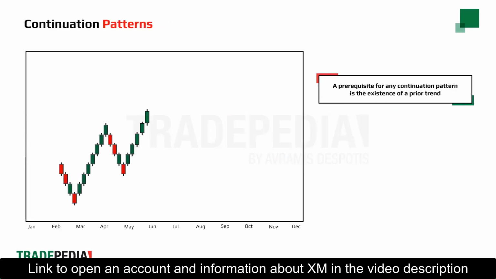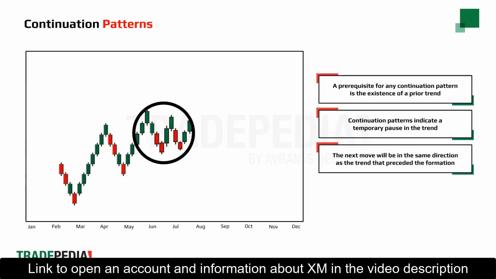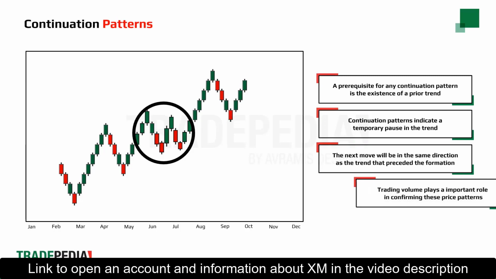A prerequisite for any continuation pattern is the existence of a prior trend. Continuation patterns indicate a temporary pause in the trend, where prices consolidate before resuming in the same direction. The next move will be in the same direction as the trend that preceded the formation. Trading volume plays an important role in confirming these price patterns.